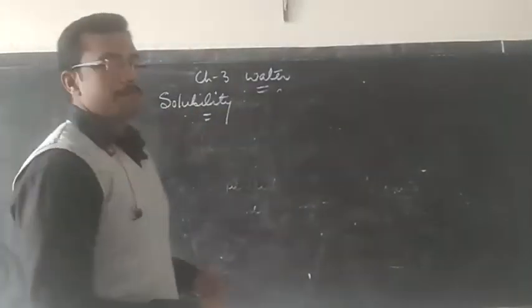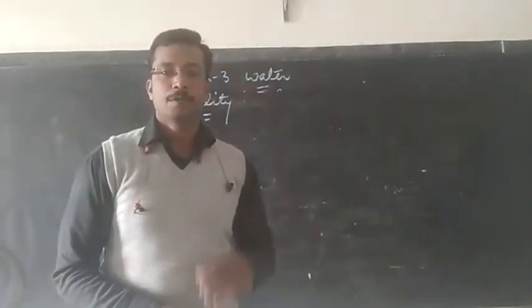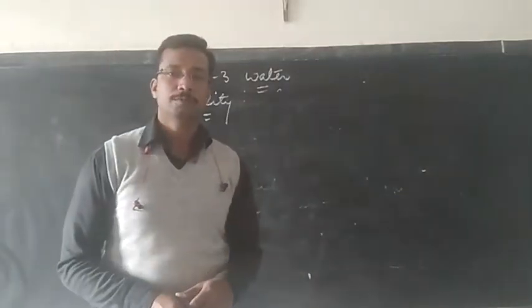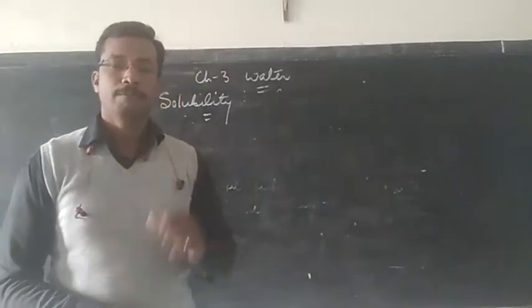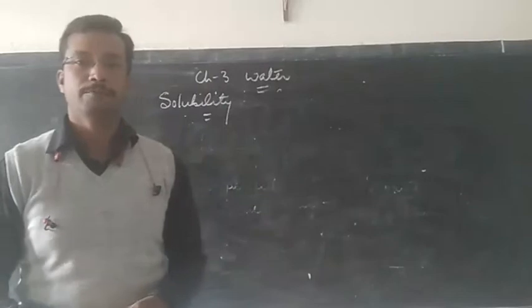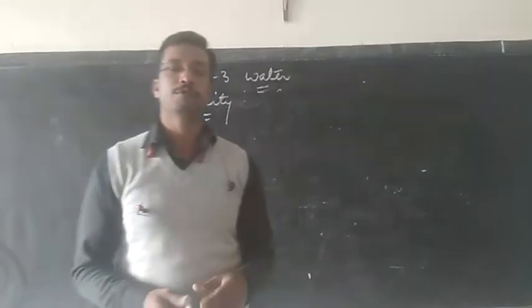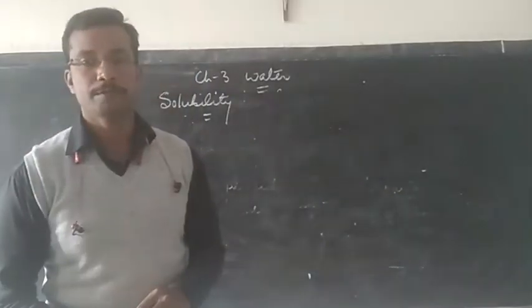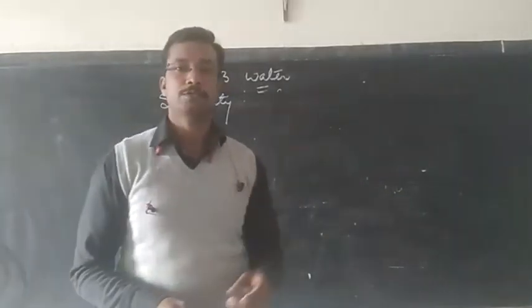So next we have solubility. Solubility of a solute is the amount of solute that can saturate 100 gram of the solvent. Or in other words, we can define solubility as the amount of solute in 100 gram of a solvent to form a saturated solution.